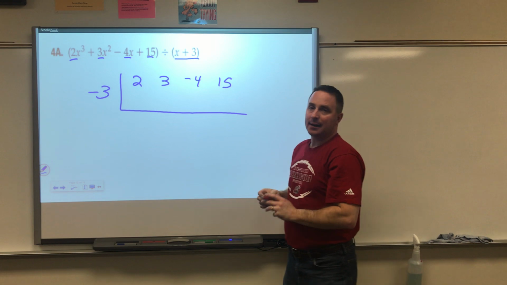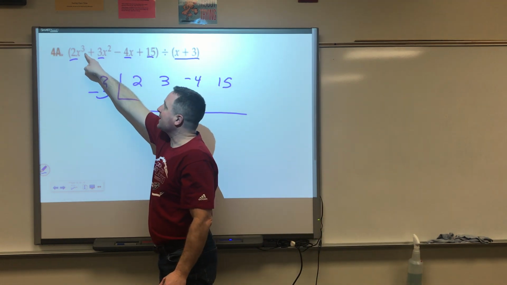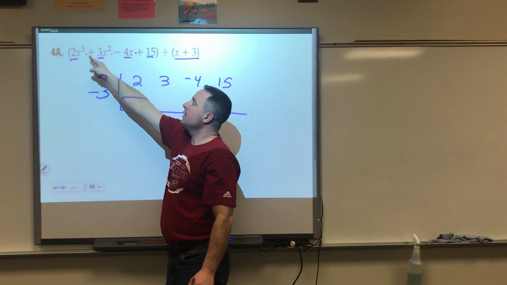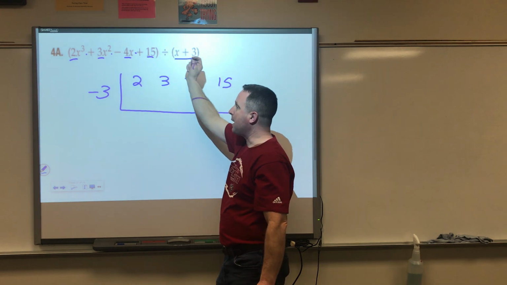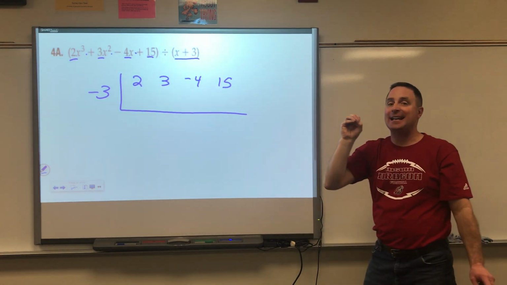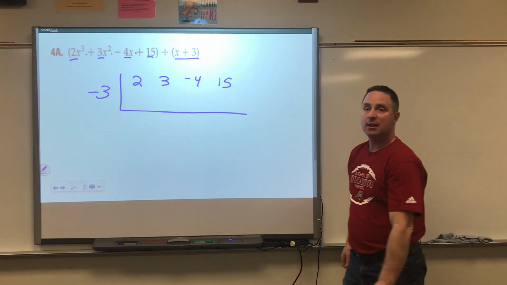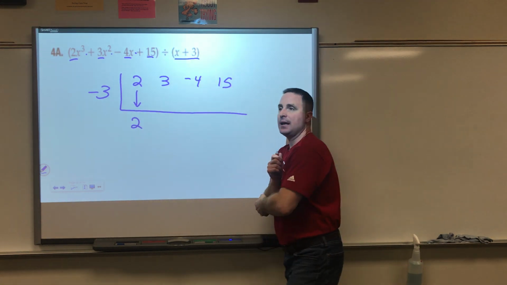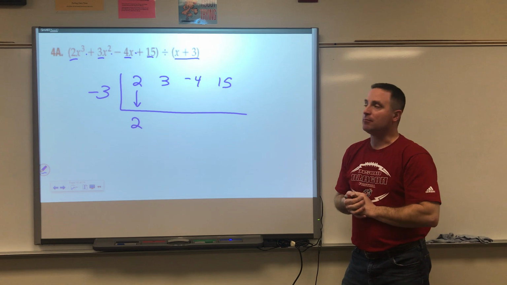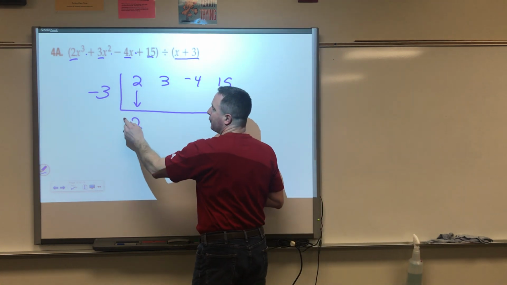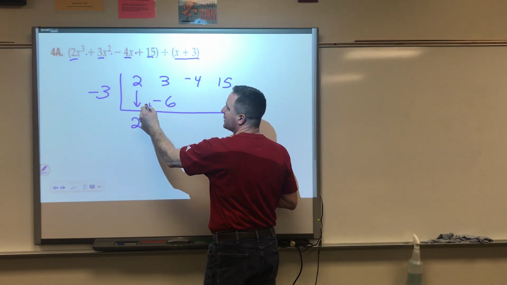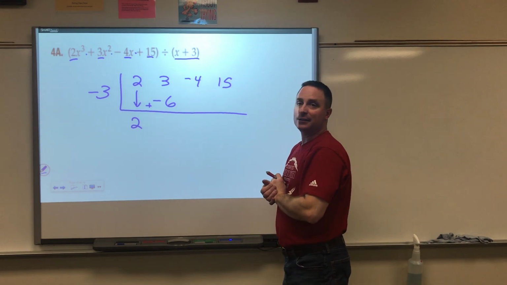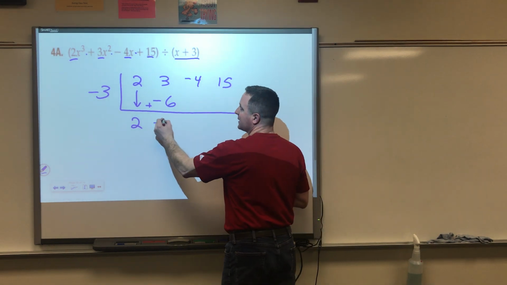I'm just going to double check real quick: is every exponent accounted for? Third power, second power, first power, and my constant. So I don't have to worry about adding any zeros. To get started, I drop down my 2. Then I multiply and add. Negative 3 times 2 is negative 6. Then I add: 3 plus negative 6 is negative 3.